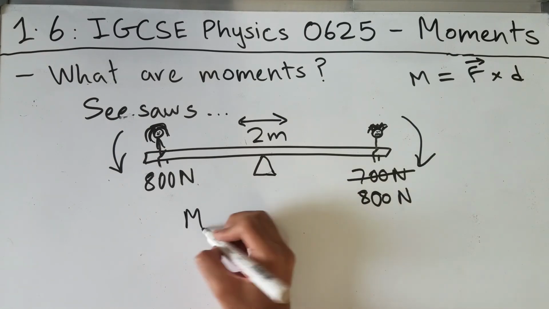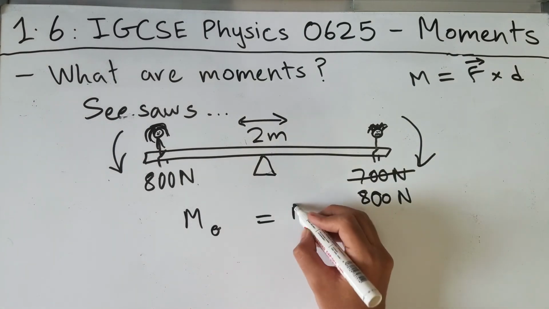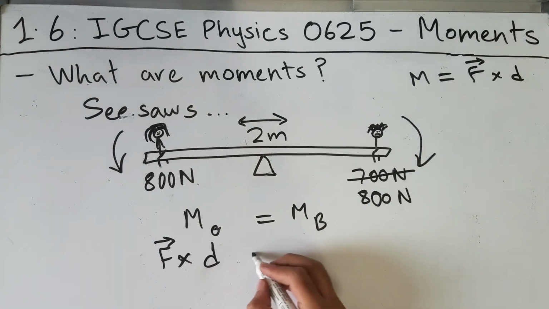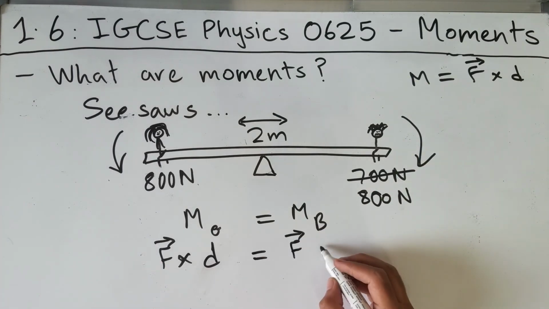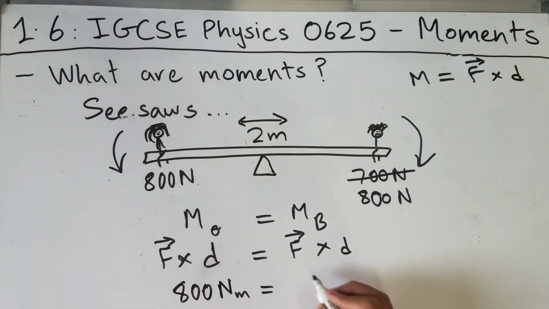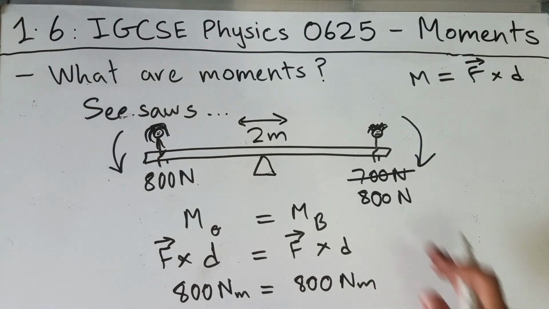So here the moment of the girl would have to equal the moment of the boy, or the force times the distance of the girl would have to equal the force times the distance from the pivot for the boy. And now if we calculate that, we get 800 newton meters equals 800 newton meters. And for the girl it's counterclockwise, and for the boy it's clockwise. And so the directions of the moments are balanced by the 800 newton meters.